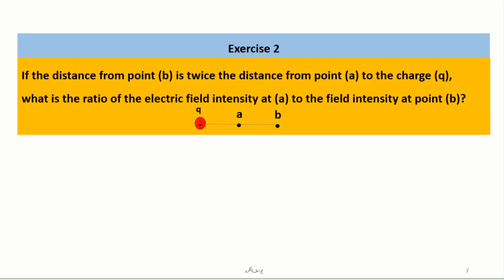Exercise 2. If the distance from point B is twice the distance from point A to the charge Q, this is the charge Q, it's negative. This is A and this is B. B's distance equals double the distance of A, or twice the distance of A. Okay, we want to calculate the field at point B.